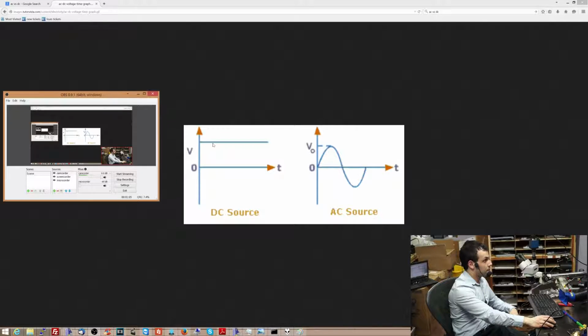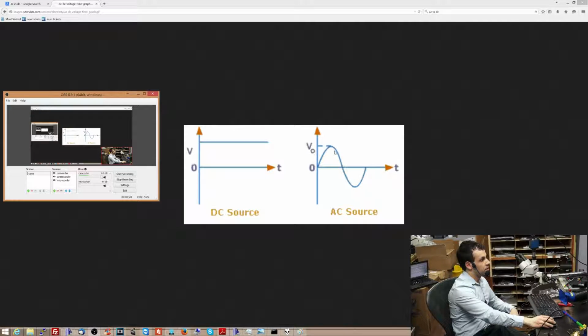See, it's flat. It's a constant. Let's say this is 100 volts. It's a constant 100 volts going flat. And it's always going in one direction. So it's positive. So this here is positive. So that's 100 volts positive electricity.